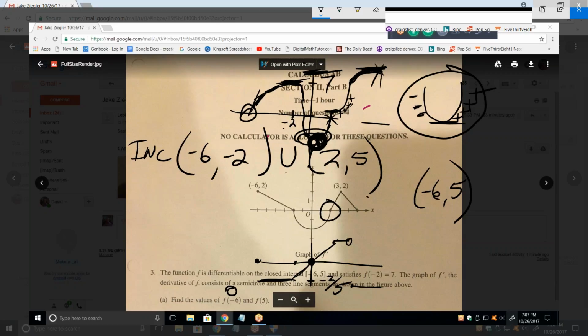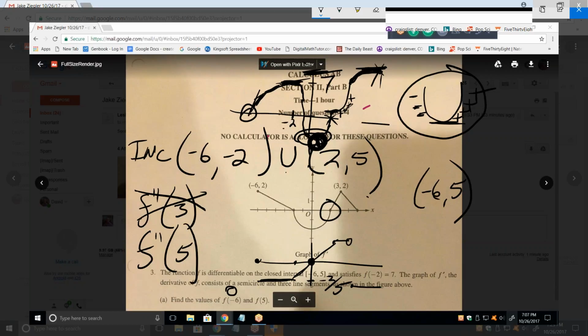Then the next one is for each, f double prime of negative 5 and f double prime of 3, find the value or explain why it does not exist. For f double prime of 3, it cannot exist because it's on a corner. Good. And f at negative 5 is just negative 2/5.